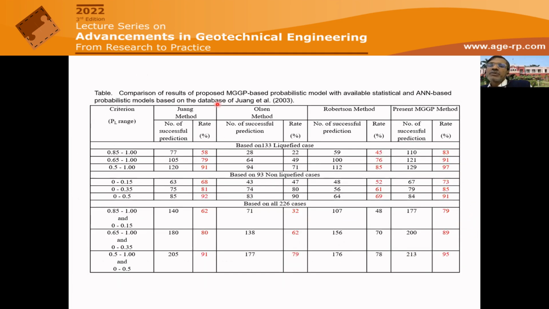Similarly, you can do this for a probabilistic model, compared with Juang's method, Olson's method, this probabilistic-based liquefaction analysis, then also Robertson's method, and this one with the MGGP method. And overall, this genetic algorithm-based method, that is multi-gene genetic programming, has performed better than the presently available statistical methods.